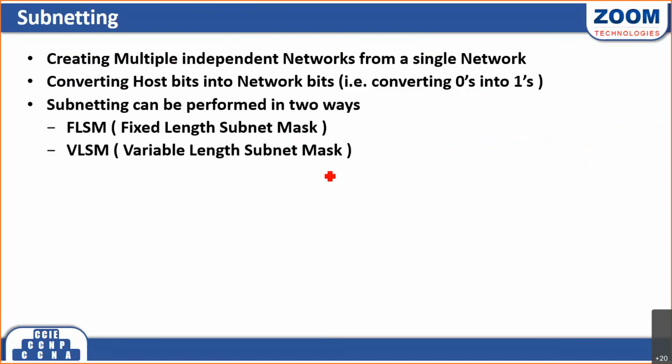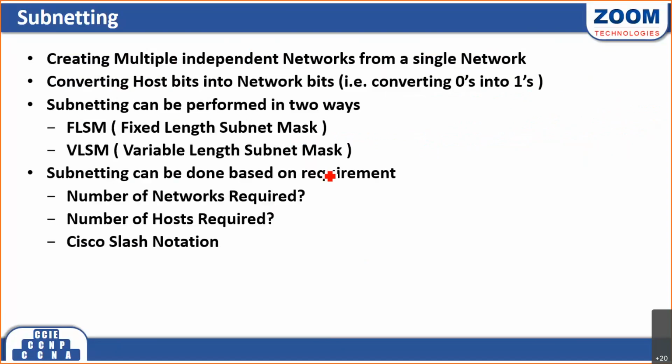Subnetting can be performed in two ways: FLSM subnetting and VLSM subnetting, fixed length subnet mask and variable length subnet mask. The main point is subnetting is done based upon requirement. Based upon what requirement? Number of networks required, number of hosts required, and Cisco slash notation requirement. Entire subnetting can be done based upon requirement.